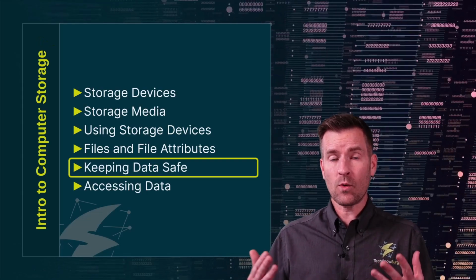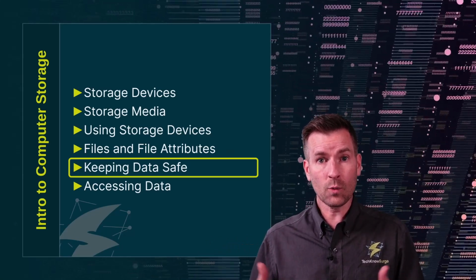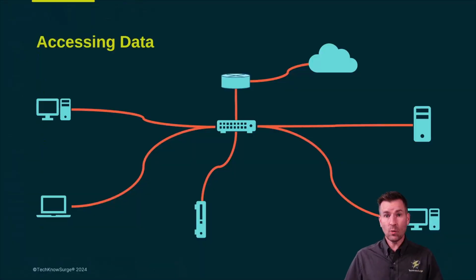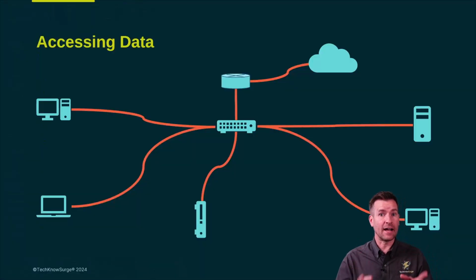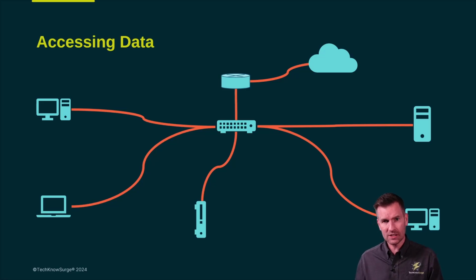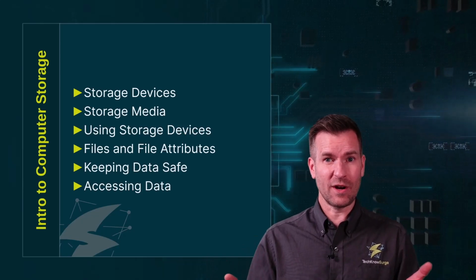And there are times that we want our files and folders to be shared across multiple devices or with multiple users. And so we got into accessing data. So we got into how to share out files and folders from your computer. We also talked about what a file server is, what a network attached storage is, what is cloud storage. We even got into what a database is and how it differs quite a bit from these different file servers and file sharing technologies.